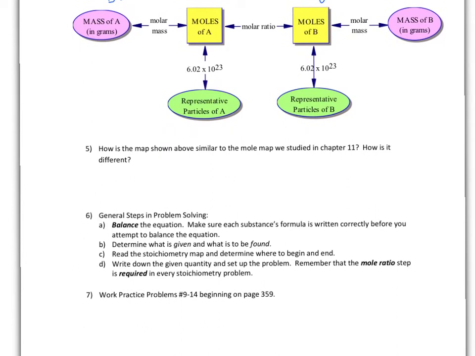Well, you can see that both maps contain mass in grams, moles, and representative particles, right? The earlier map we looked at would have been maybe just 1/2 of this map. And so this map is different because it has 2 maps combined. And what connects these maps? Well, it's connected by something referred to as the molar ratio, which we just did.